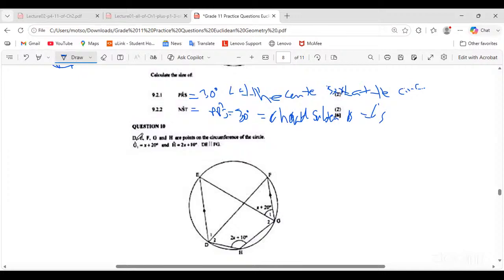They say to us, D, E, F, G, and H are points on the circumference of the circle, and angle G1 is equal to x plus 20 degrees, and the angle H is equal to 2x plus 10 degrees. We are also given that DE is parallel to FG. Now, after reading the statement, as usual, we will go for the technique DRCPT, the Dr. Cape Town technique.